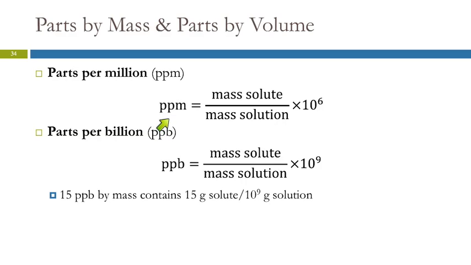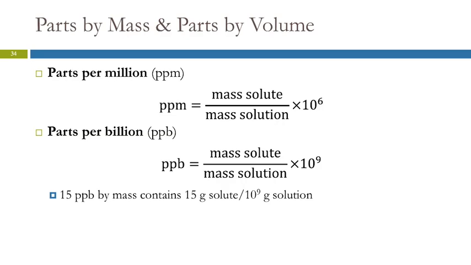Parts per million, ppm, is the mass of solute divided by the mass of solution, times a million. Parts per million, you multiply by a million. Parts per 100, percent, you multiply by 100. Parts per billion, you multiply by a billion. We're not trying to make things complicated. So if you see 15 parts per billion, 15 ppb, that means 15 grams of solute per billion grams of solution.